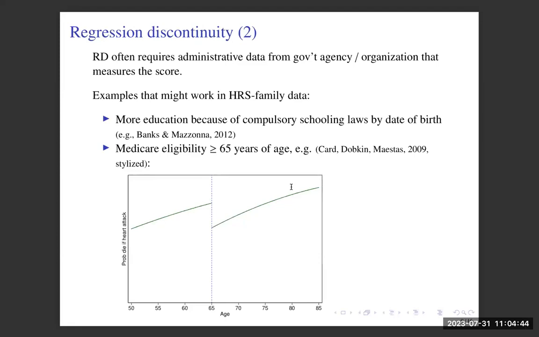Here you have the probability to die from a heart attack. If you have a heart attack, that probability goes up as you age. But at age 65, there is a drop. That drop means that people who are now suddenly eligible for Medicare get better care, and therefore their probability to die decreases, and therefore Medicare saves lives. This is the treatment effect for people in that narrow age band.